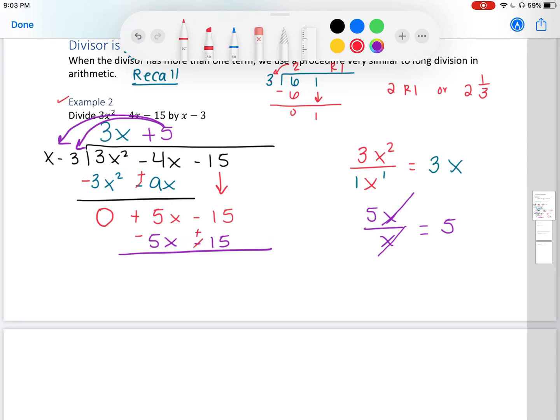5x minus 5x is 0. And negative 15 plus 15 is 0. So we're done dividing, and there's no remainder. What is our answer? What we have above. Our answer is 3x plus 5.